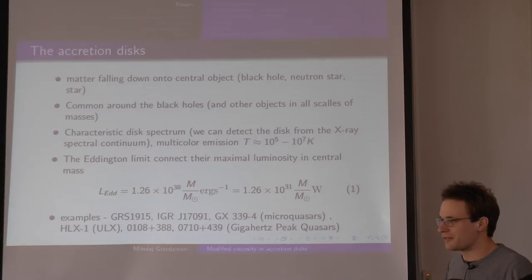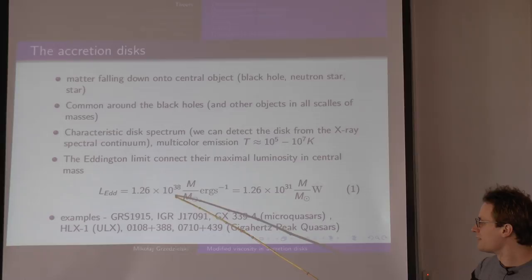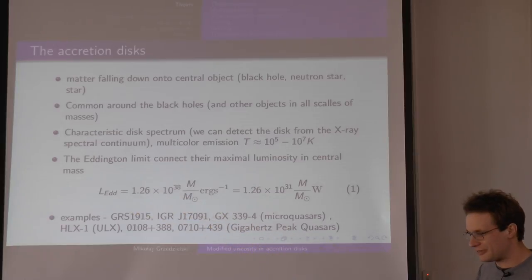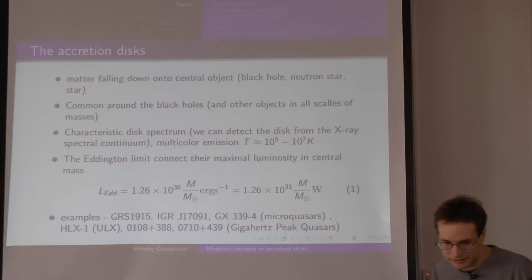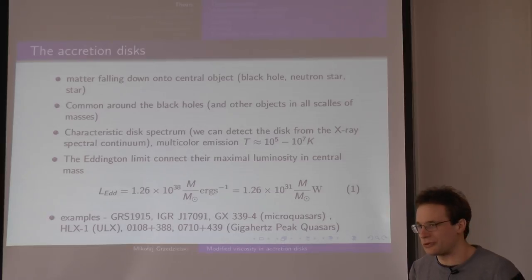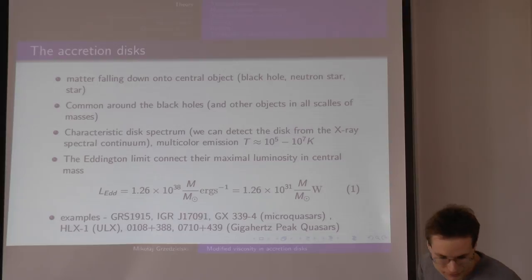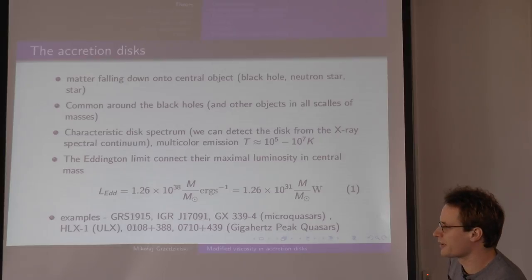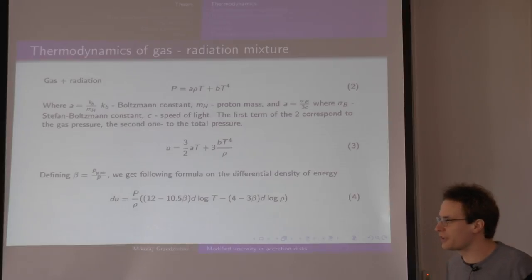Because there's no accretion in the Sun. I would suggest that the Sun luminosity is a unit, but this value is more practical. The Sun is rather faint, because in this seminar I will focus on high energy effects, not on stellar physics.